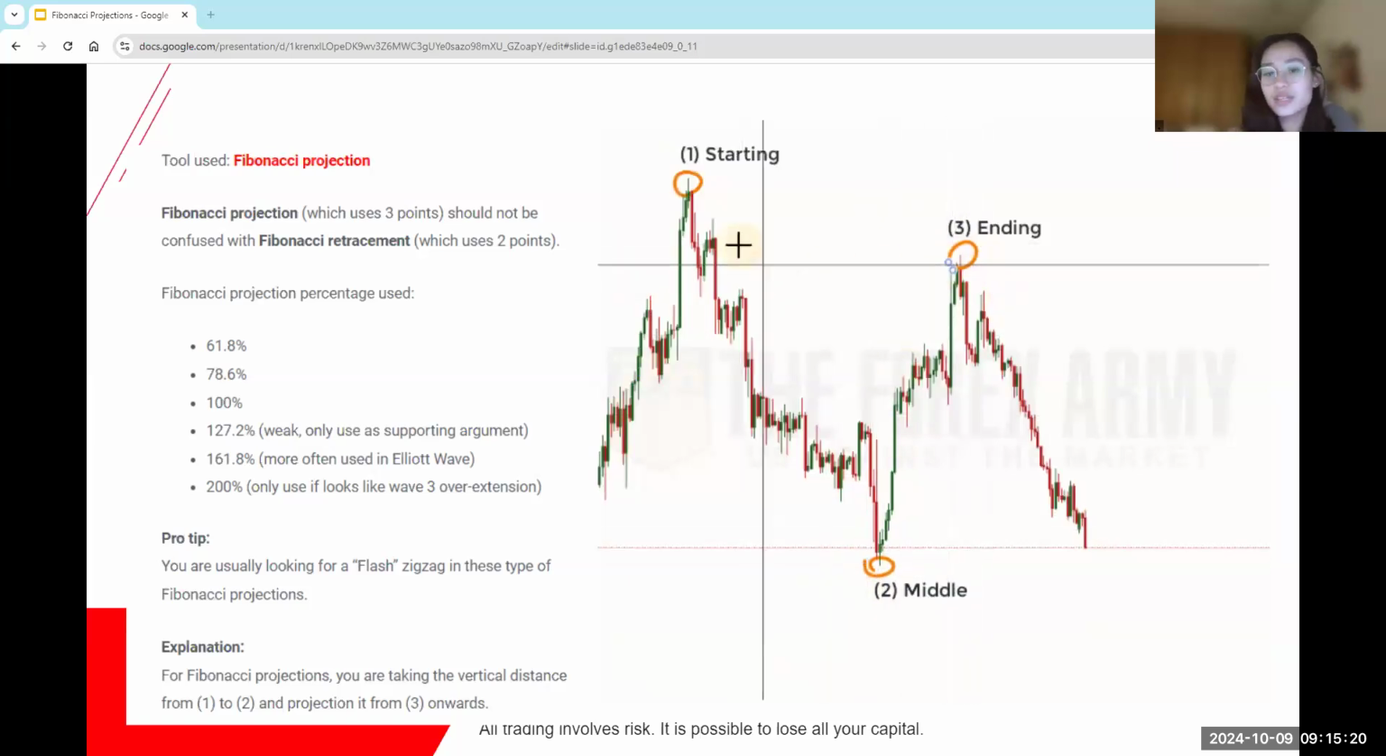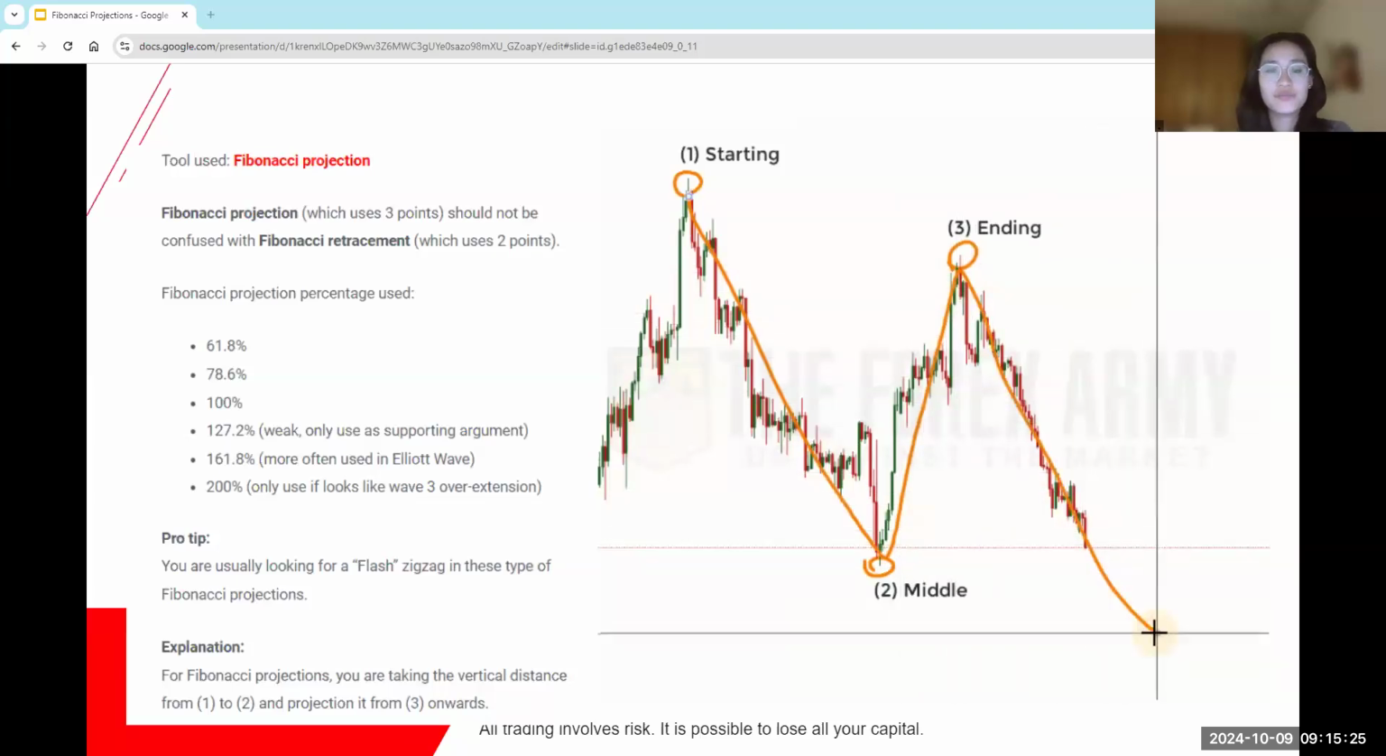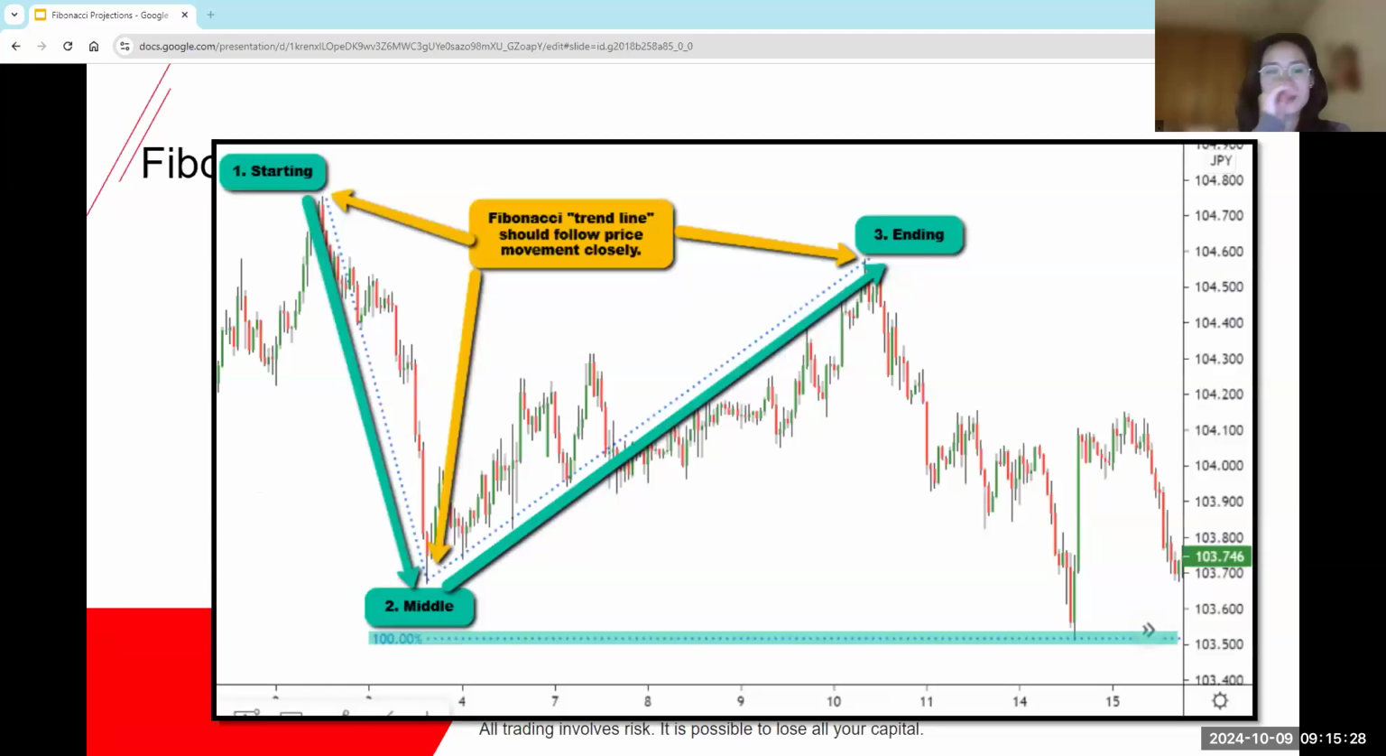For this method, we are typically looking for a flash or zigzag shape. Now let's look at a couple of examples of this. So here's a simple example. You can see clearly the starting, middle, and ending points that follow the swing highs and lows of price. Here price has bounced off the 100% Fibonacci projection level. You can kind of see the shape: the starting, middle, and ending, and this is the tail end of that lightning bolt shape.